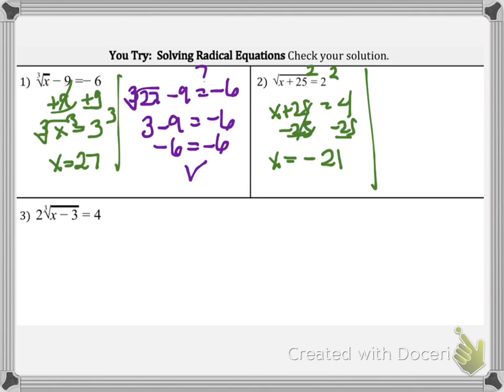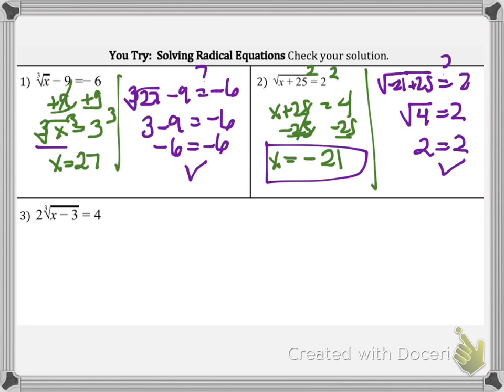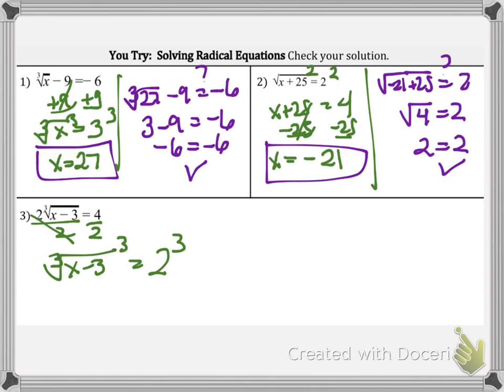Then we check our solution. So we have square root of negative 21 plus 25. Does that equal 2? So this is square root of 4. And then, yes, 2 does equal 2. That is correct. Next, we divide by 2 first. So cube root of x minus 3 equals 2. Cube each side. We get x minus 3 equals 8. Add 3. So x equals 11.